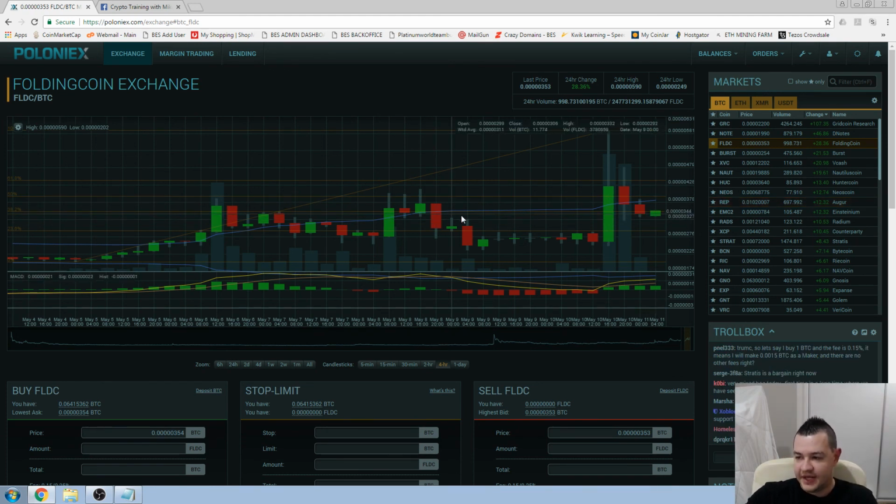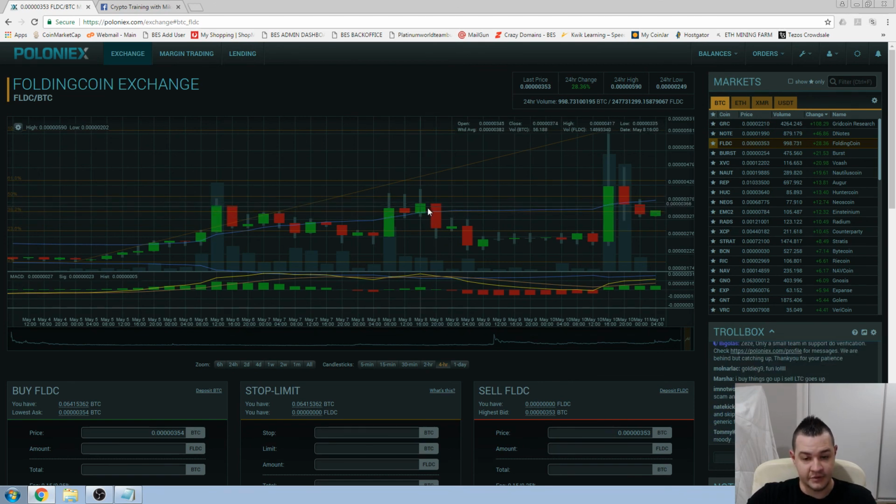So that, guys, is the very basics of how to use the Poloniex charts, how to use very basic support and resistance and how to identify it, and then how to read one of the candlestick patterns we're going to be using.